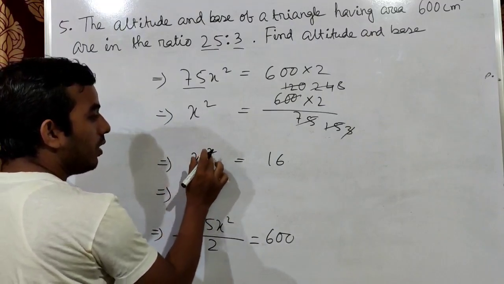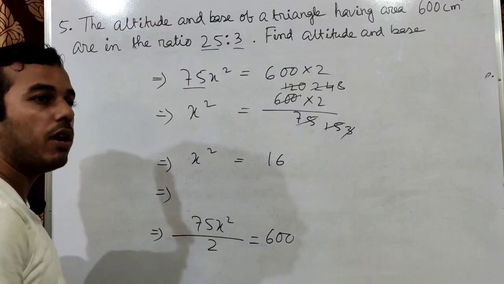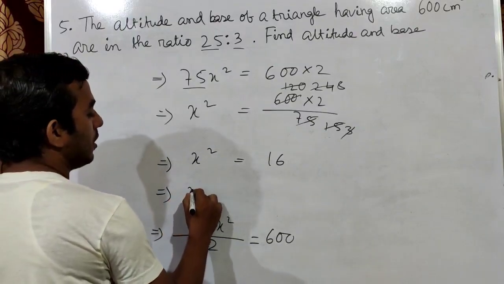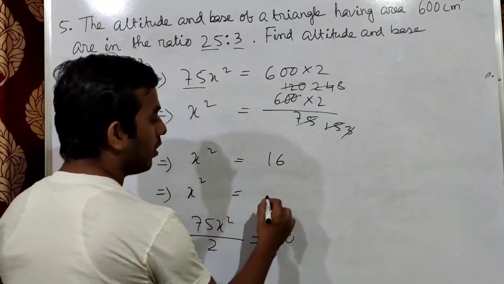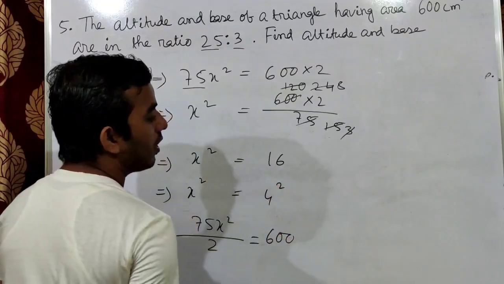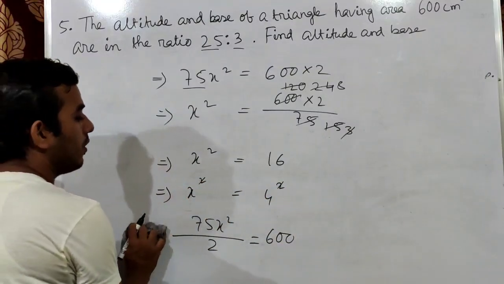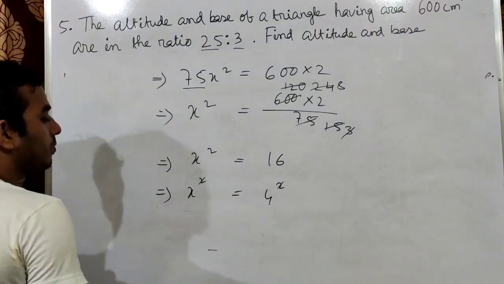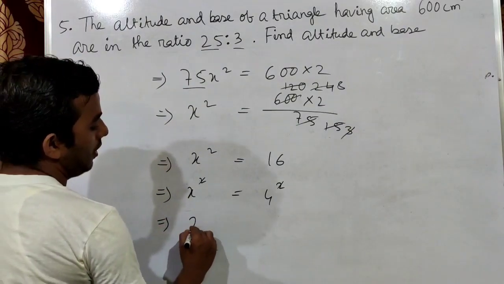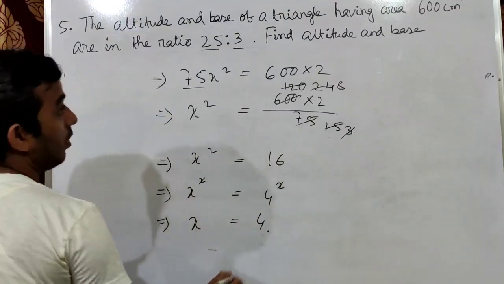Okay. Now this is square, right? We can change the side of the square, or we can do it like this: x square, and 16 is the square of 4, so we can write it as 4 square. Clear? So now we will cancel square with square. So our value of x is 4. We will write x equals 4. Clear up to this? Okay.